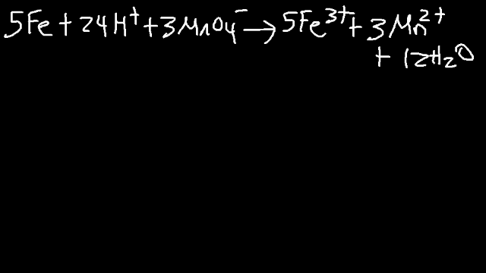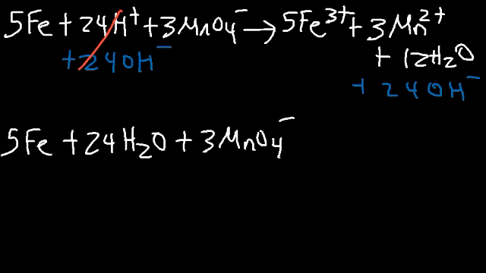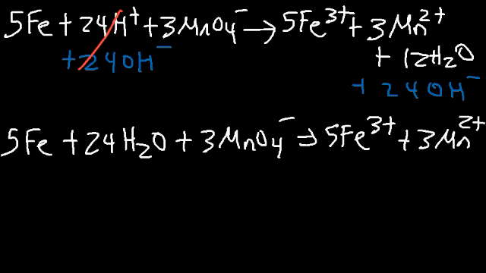So under basic conditions, what we need to do is add 24 hydroxide ions to both sides to balance it under basic conditions. And so these two will cancel, and they're going to turn into 24 water molecules. So it's going to be 5 Fe plus 24 H2O molecules, and everything else is going to be the same, but on the right side we are going to add 24 hydroxide ions.